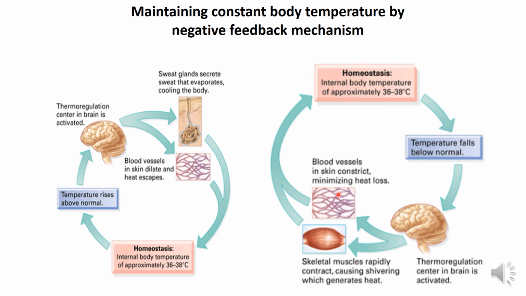Here, what we need is an increase in the production of the heat and preservation of the heat. And this is done by constriction of the blood vessel in the skin. And this will decrease the heat loss. And impulses will go to the skeletal muscle, causing contraction. In other words, shivering, and this will generate heating. Generation of heating and decrease in the heat loss will lead to an increase in the body temperature, bringing back the body temperature to normal. Once the body temperature returns to normal, this cycle will be stopped. This is a negative feedback mechanism.